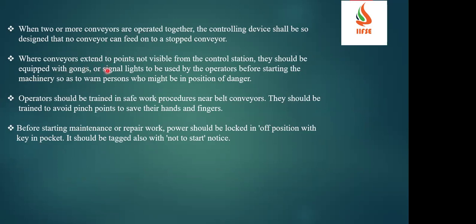Where the conveyors extend to points not visible from the control stations, they should be equipped with gongs or signal lights to be used by the operators before starting the machinery, so as to warn the persons who might be in a position of danger.